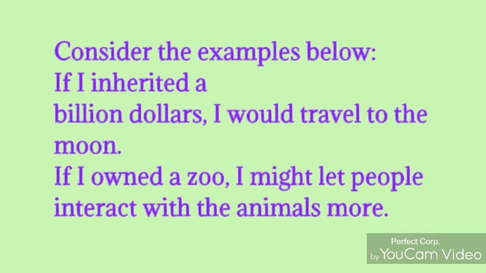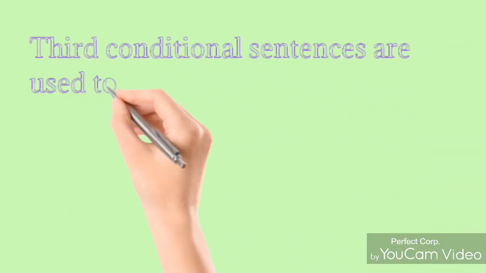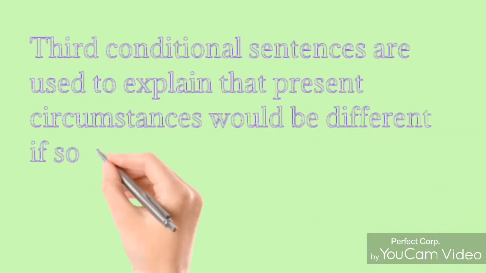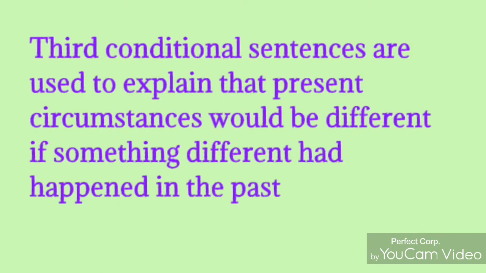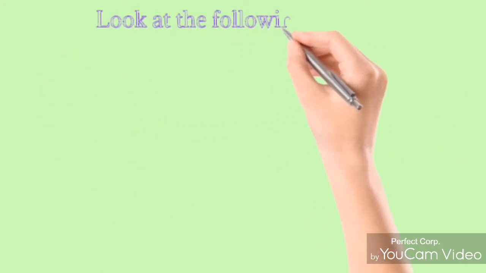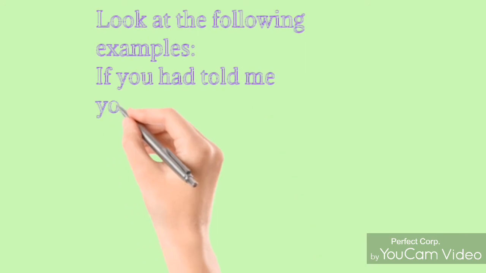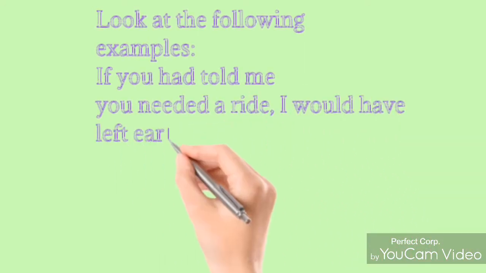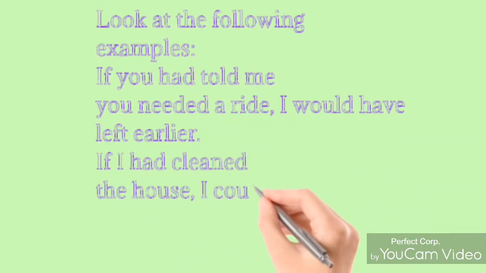Third conditional sentences are used to explain that present circumstances would be different if something different had happened in the past. Look at the following examples. If you had told me you needed a ride, I would have left earlier. If I had cleaned the house, I could have gone to the movies.